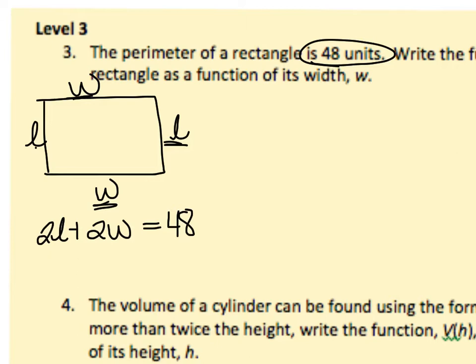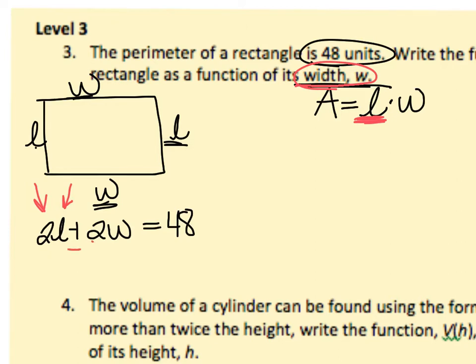Okay. So now the question asks me to write the function for the area of the same rectangle, but only in relation to W. So I know that the area of a rectangle is equal to the length times the width. Well, the problem only wants it in terms of width. So I need to somehow make an equation or substitute or get rid of this L in terms of the width. Well, since I have this equation for the perimeter and I have L's and W's, I'm going to solve for L so I can get an expression that I can substitute in for the area.